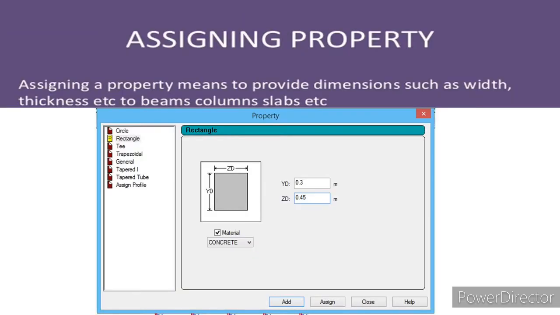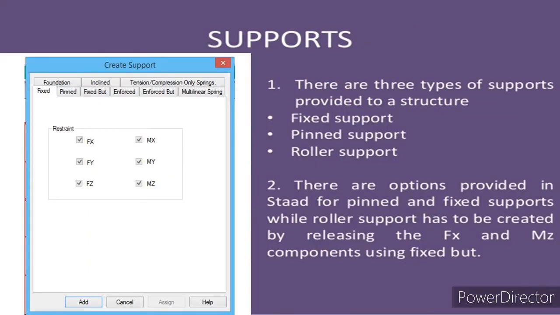Assigning property. Assigning a property means to provide dimensions such as width, thickness, etc. to beams, columns, slabs, etc. Next, supports. There are three types of supports provided to a structure: fixed support, pinned support, roller support. There are options provided in STAAD for pinned and fixed supports, while roller supports have to be created by releasing the FX and MZ components using fixed but.